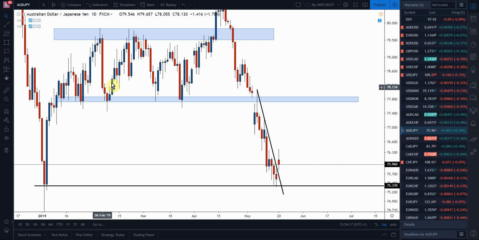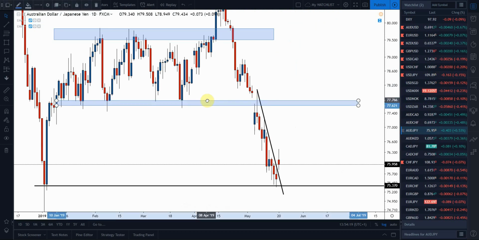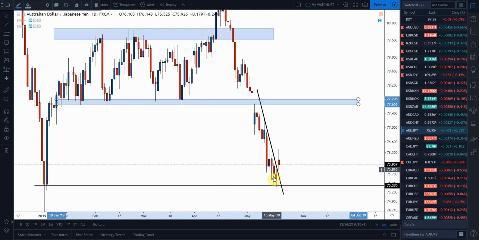Okay, this is support. You could move it a little bit lower down. You know, this was support, and we've broken through, and we could go back up now to retest that broken support area. So Aussie dollar, Aussie yen, all the Aussie pairs really, particular interest, but those are just a couple you could look at.